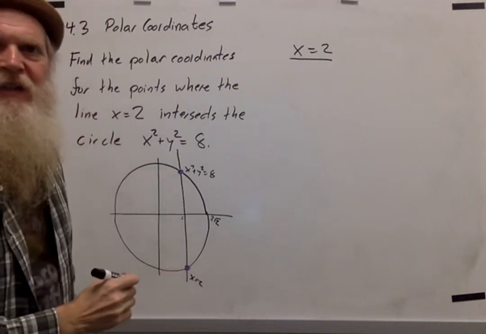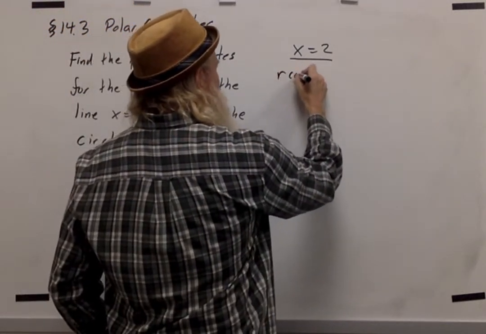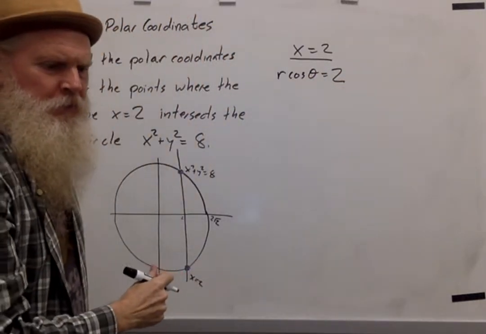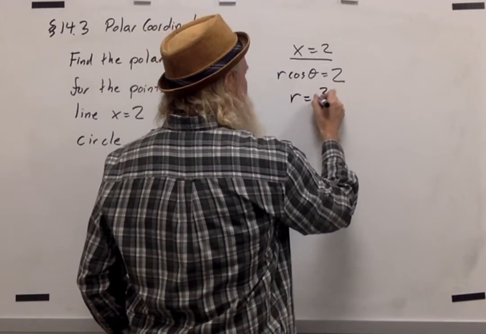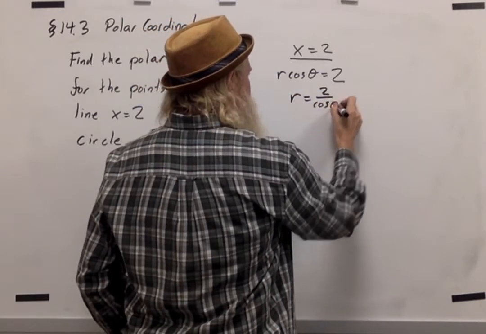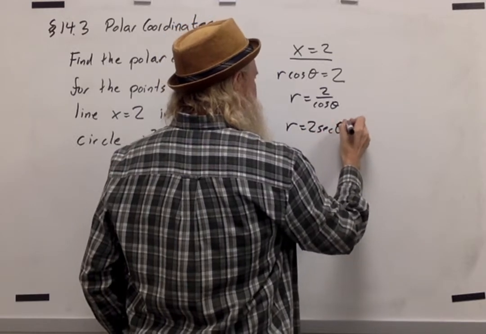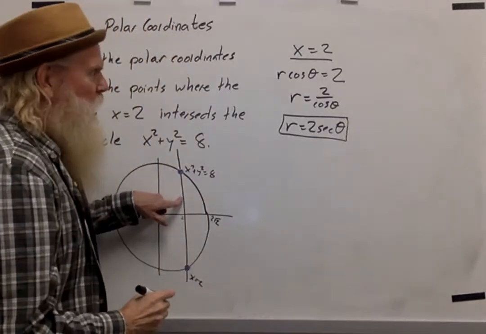Remember, in polar coordinates, x is equal to r cosine theta. So this is the same as r cosine theta equals 2. Or if we wish, we can write that as r equals 2 over cosine theta. In other words, r equals 2 secant theta. So r equals 2 secant theta is the equation for the line.